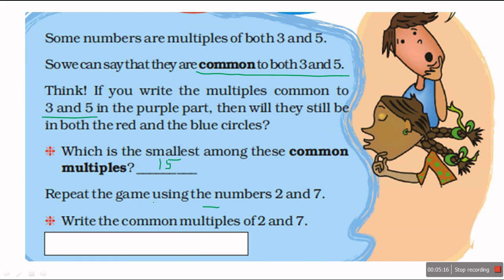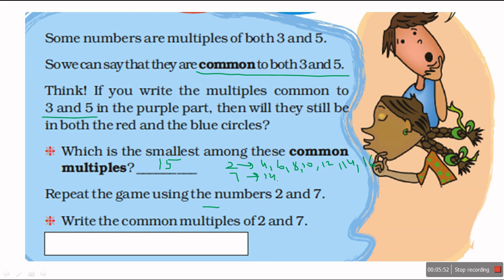Repeat the game using numbers 2 and 7. We have to do it for 2 and 7. So what are the multiples of 2? 4, 6, 8, 10, 12, 14, 16.